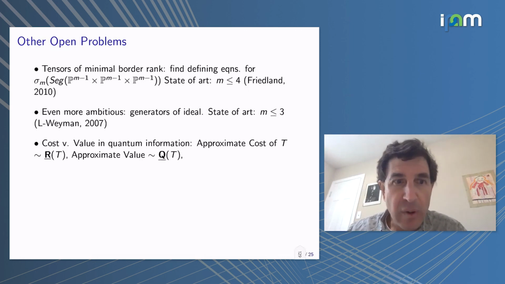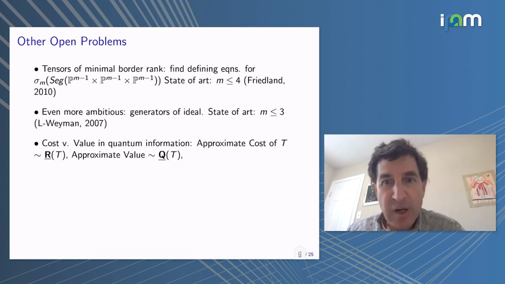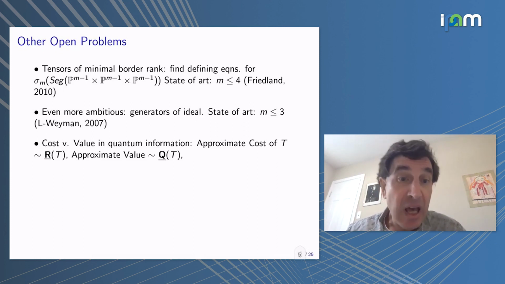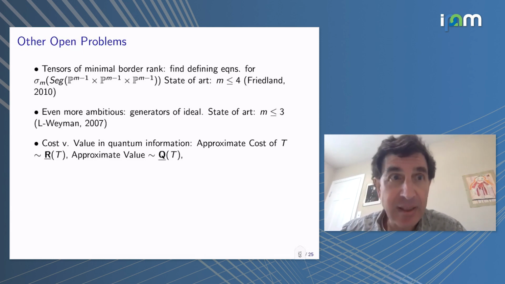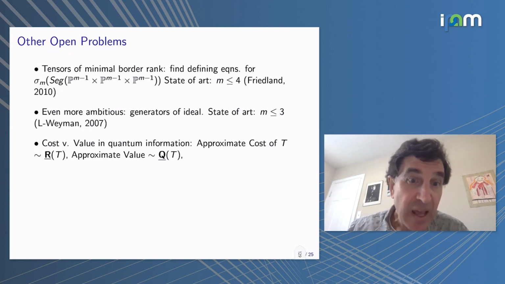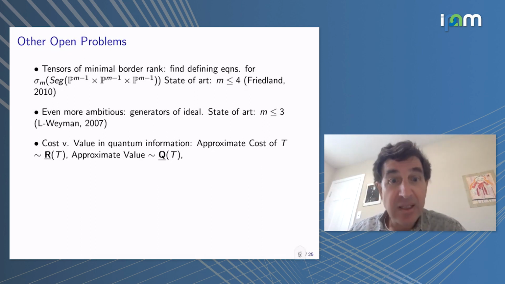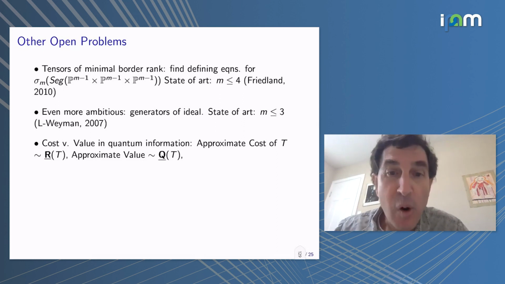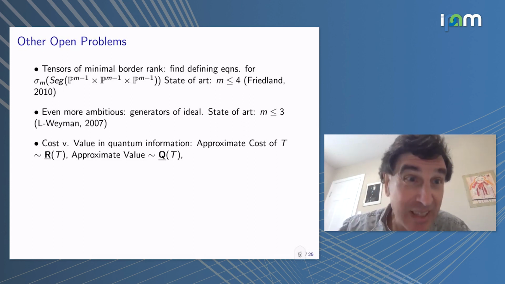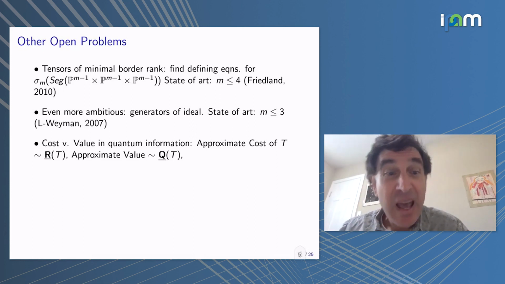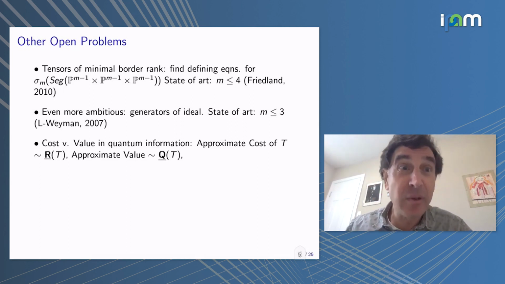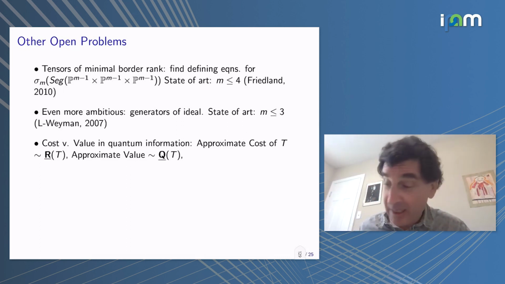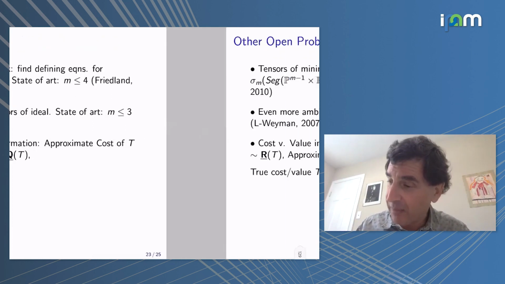So the border rank, we wanted to express our tensor. We had this identity-looking tensor, and the border rank of the tensor is the smallest identity-like tensor that you can degenerate to your tensor. And the border subrank is the largest identity-like tensor that you can degenerate your tensor into. I talked about these quantities last time.